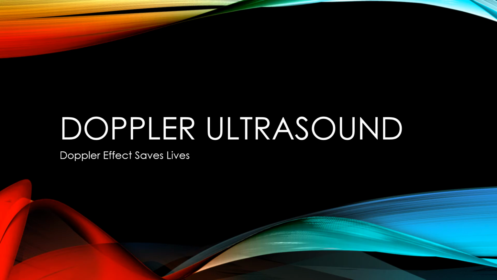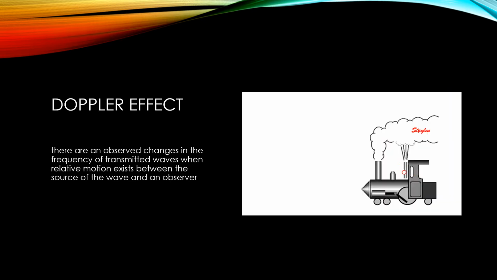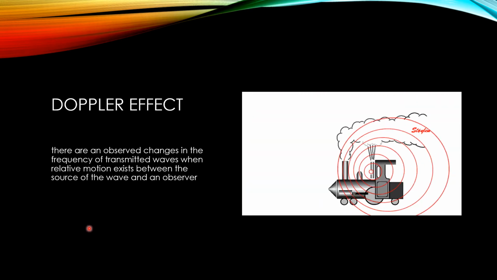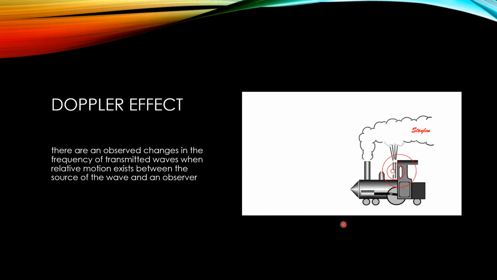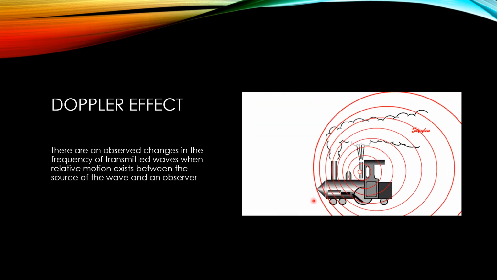Doppler ultrasound and its types. Christian Andreas Doppler is an Austrian physicist. Born in 1803 in Salzburg, Austria, he developed the principle later known as the Doppler effect. It states that an observer detects a change in the frequency of transmitted waves when relative motion exists between the source of the wave and an observer.